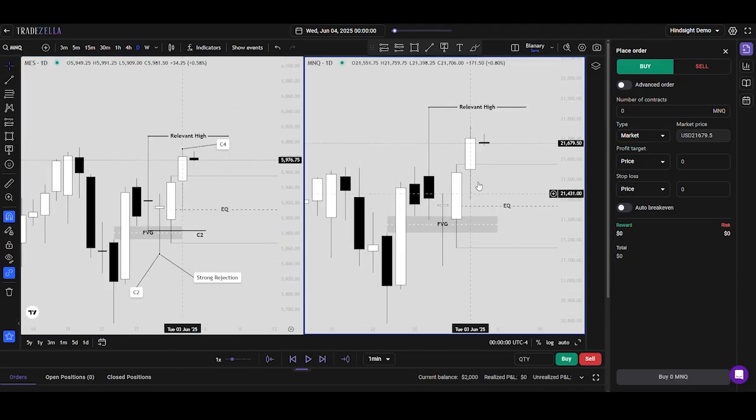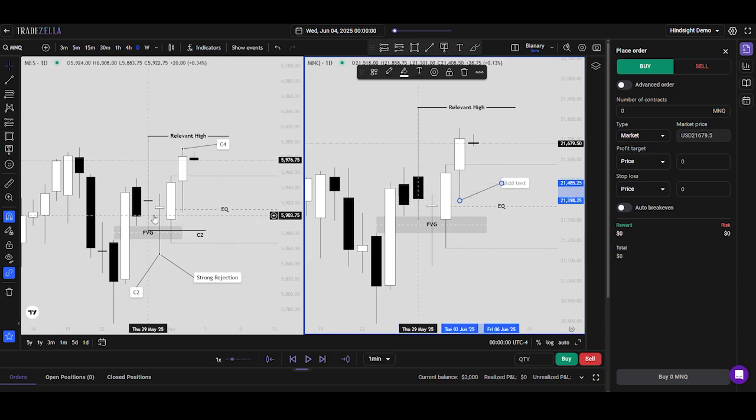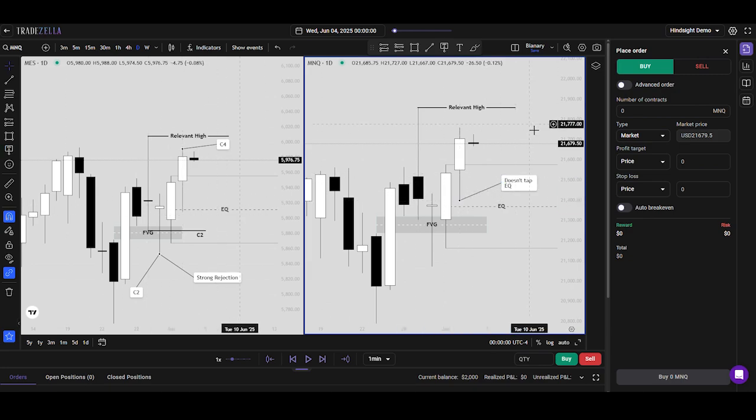Are there any SMTs leading up to this day that could give a hint that a certain asset is stronger than the other? I don't see anything glaringly obvious besides here. This doesn't tap equilibrium, but ES does. So I'm just gonna make a note of that.